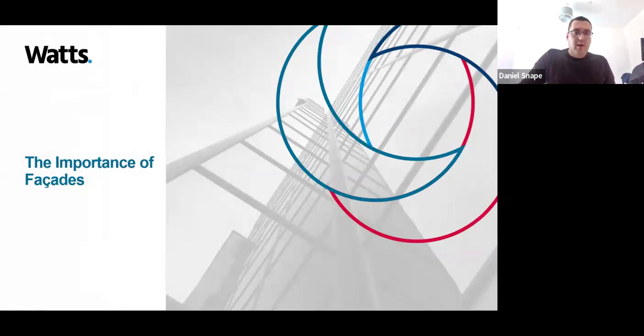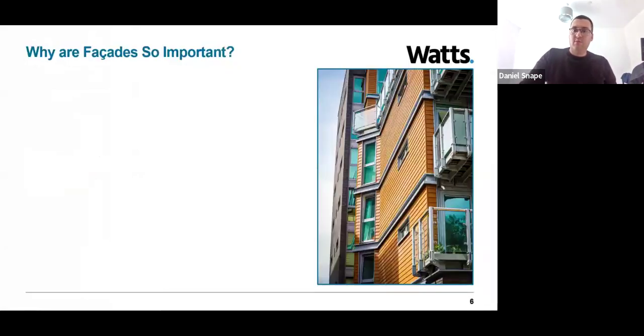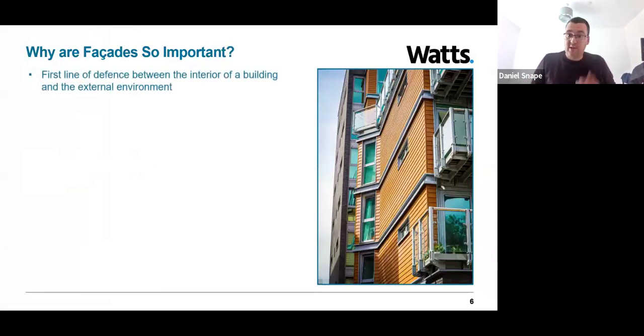So why are facades so important? Well, the obvious reason is they provide the first line of defence between the interior of a building and the external environment. A facade essentially acts as a barrier. It provides a comfortable internal environment and protects everyone that uses that building from the external elements.